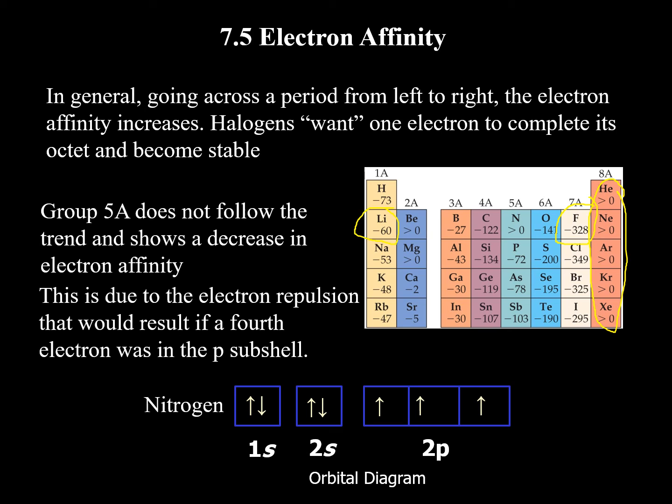We also talked about nitrogen here. If you look at the orbital diagram, it doesn't want an electron because it's very difficult to put another electron in here due to electron repulsion. So it doesn't want an electron there.